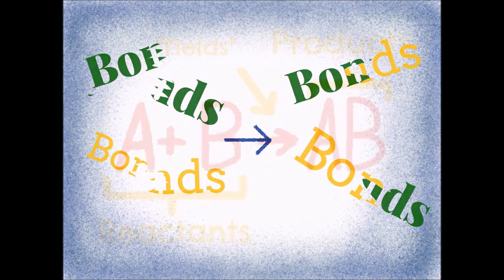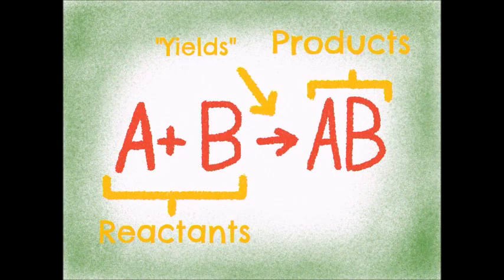reaction yields. We can represent a chemical reaction by writing a chemical equation. A chemical equation is a way of showing a reaction using symbols and formulas. For example, we could create a simple equation in which we have the two substances A and B react to yield a new substance, AB. The word yield is represented in the arrow. In this example, A and B are the reactants and AB is the product.